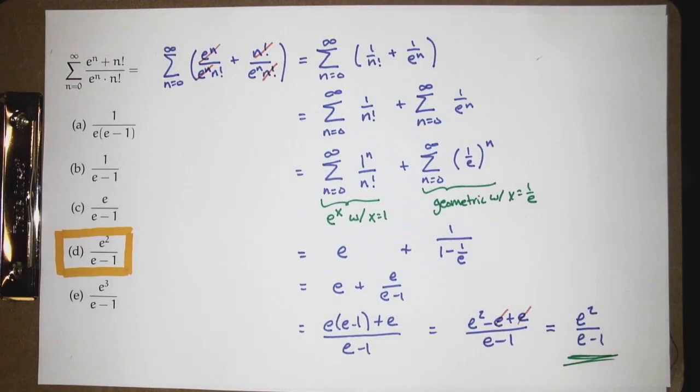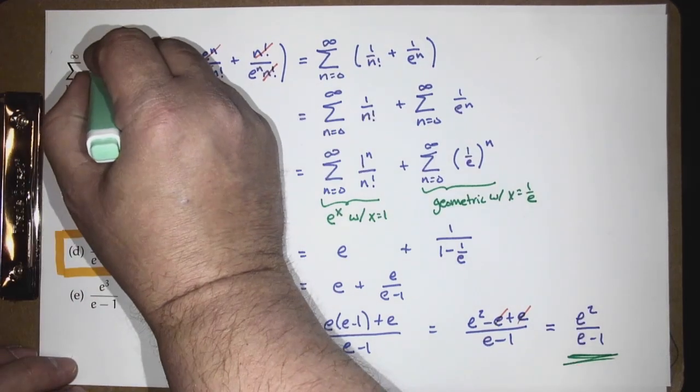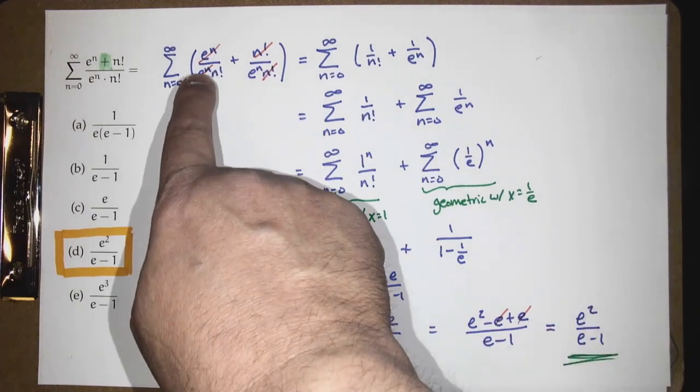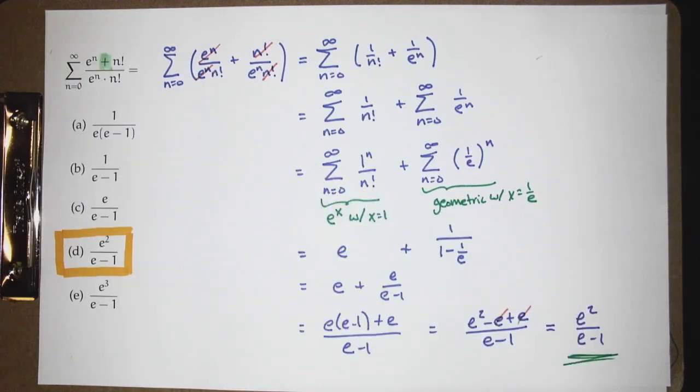All right. So what can we do? Well, we'll take advantage of the plus. Now, there's good pluses and there's bad pluses. Things upstairs, outside of functions, those are your good pluses. And it says, hey, let's break it up into 2 things. So we'll have e to the n over e to the n factorial, in which case the e to the n's cancel. And then we'll have n factorial over e to the n times n factorial, in which case the n factorials cancel. And so now we have 1 over n factorial plus 1 over e to the n.